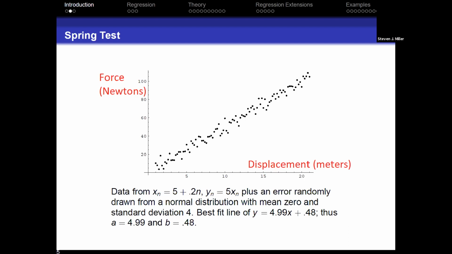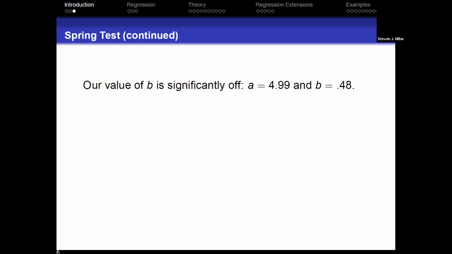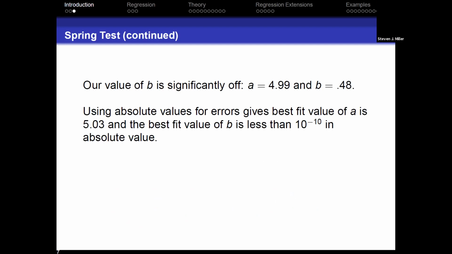And so the question is, why is one more accurate than the other? How can we trust, or how much can we trust the results that we get? So our value of b is significantly off, as was remarked. Now, there's other ways. So we use the method of standard regression, which we'll talk about, that uses squares to measure errors. And we'll talk about this in greater detail soon.